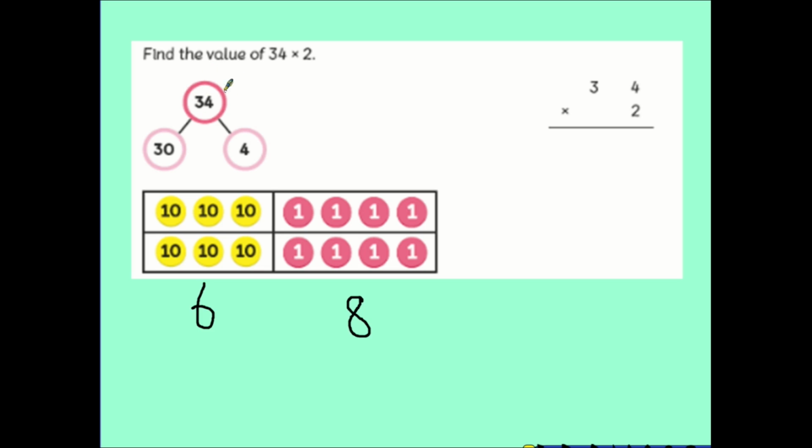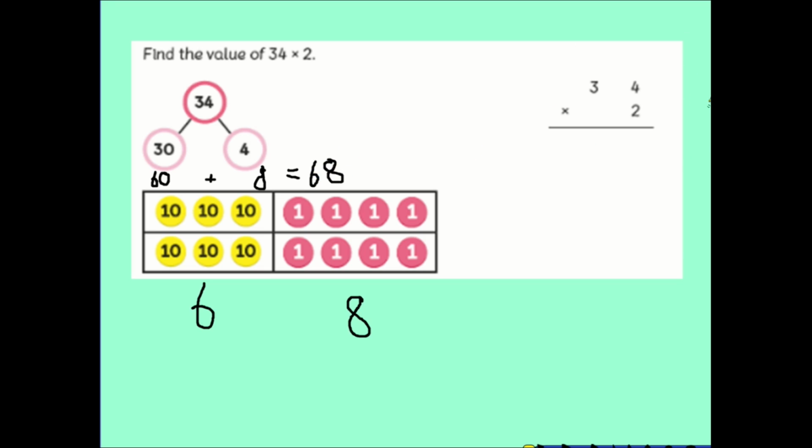I could also look at it like this. So here's my part-whole model, and you can see just like over here we've split it into the ones and into the tens. I can multiply my ones by 2, so 4 times 2 is 8. I can multiply my tens by 2. 30 times 2, well I know 3 times 2 is 6, so 30 times 2 is 60. Then I simply need to add these together to get the same answer as before of 68.